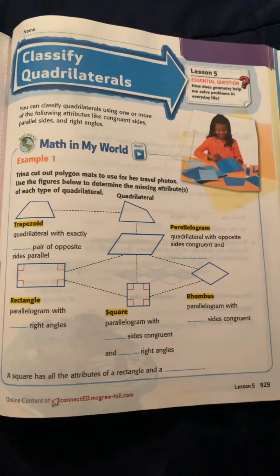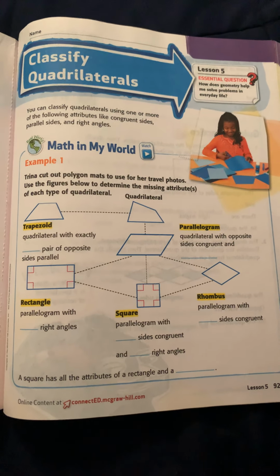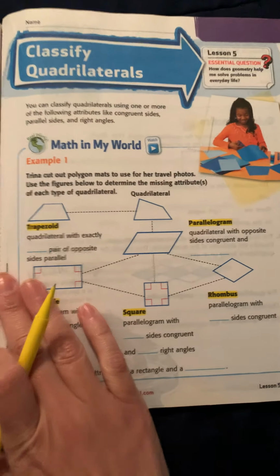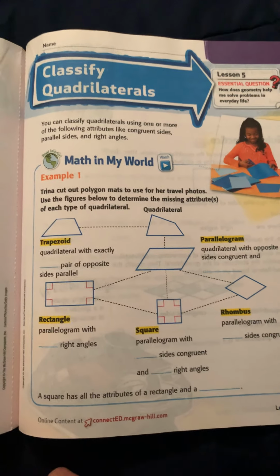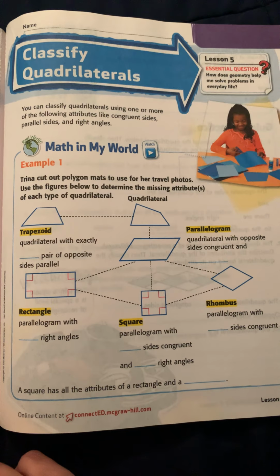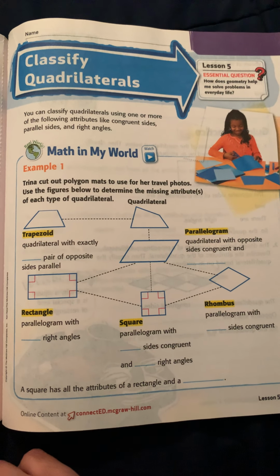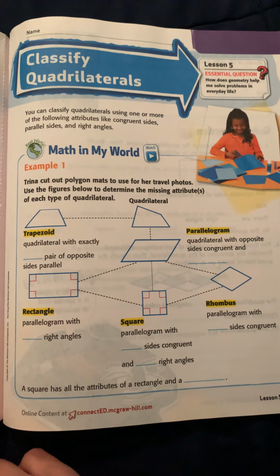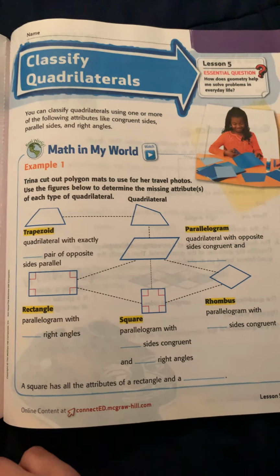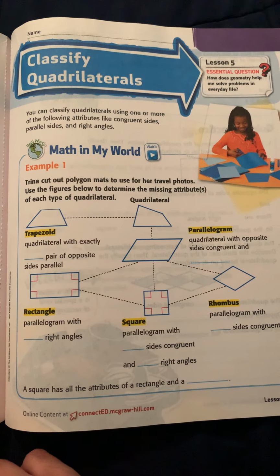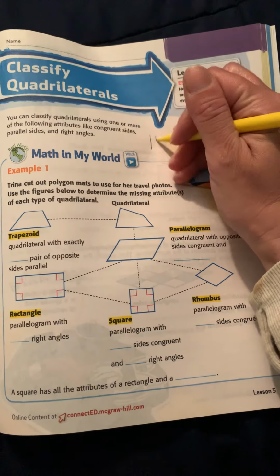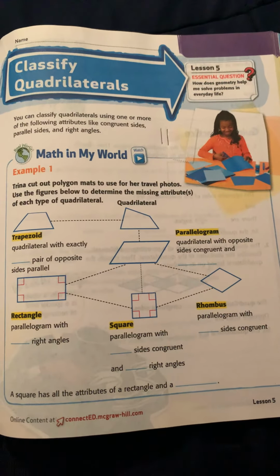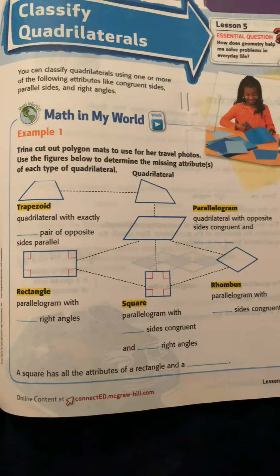Today we're going to be working on Chapter 12, Lesson 5, which is classifying quadrilaterals. If you remember from the previous lesson with polygons, we talked about quadrilaterals having four sides. We can classify them based on their sides, if they are congruent, if they are parallel, and if they have right angles. So congruent means the same, and parallel means run side by side, such as like that, without ever crossing each other. Okay, so let's look at example 1.